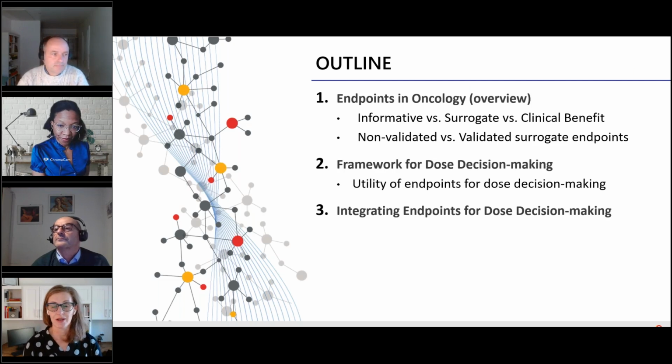In my talk today, we will walk through the available endpoints for oncology, and I will discuss the difference between informative endpoints and surrogate endpoints, as well as the differences between non-validated and validated surrogates. I'll then discuss how to use various endpoints through the dose decision-making journey and how they can be leveraged. Lastly, I'll go through some quick examples on how to integrate these endpoints for dose selection.